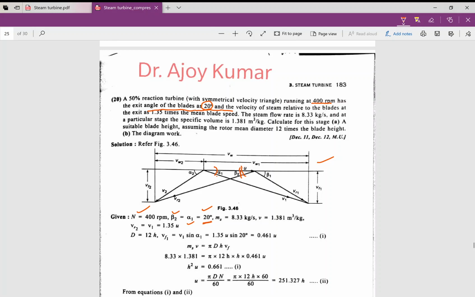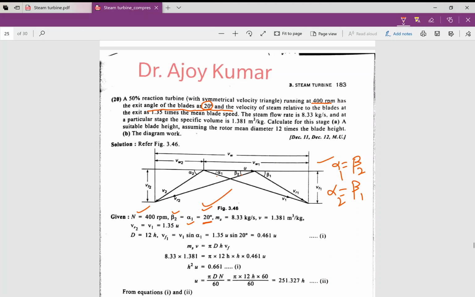And outer angles are also equal, like beta 1 and alpha 2. So in a reaction turbine, as I told earlier, inner angles are equal and outer angles are also equal, and the respective lines of velocities are also equal, right? Is it clear? I think so.